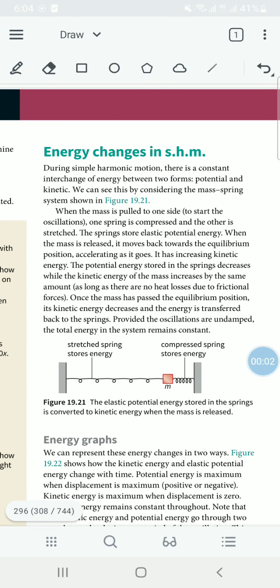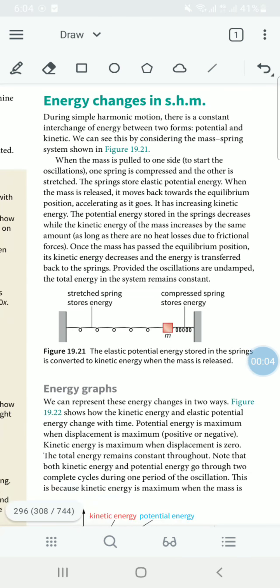Physics chapter 19 theory video 12: energy changes in simple harmonic motion.